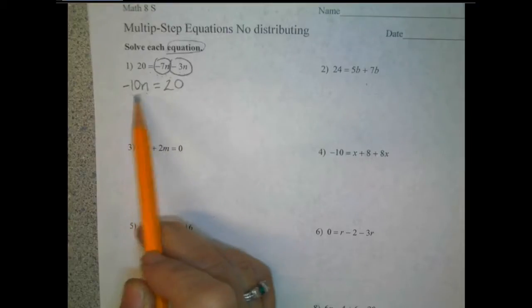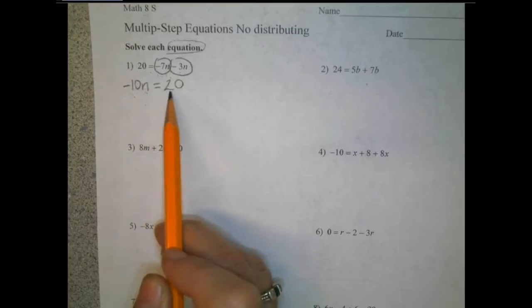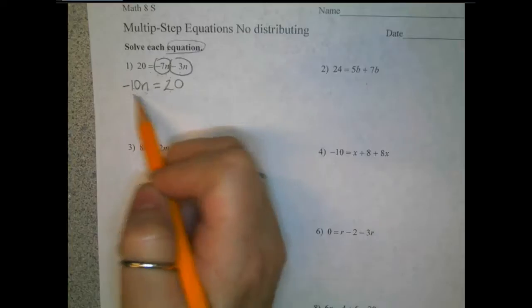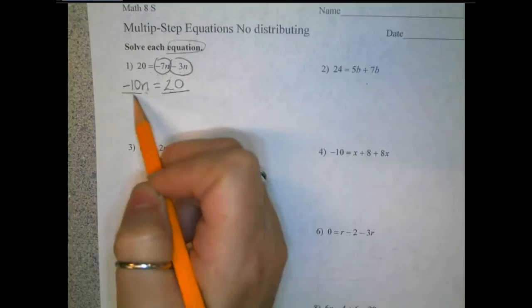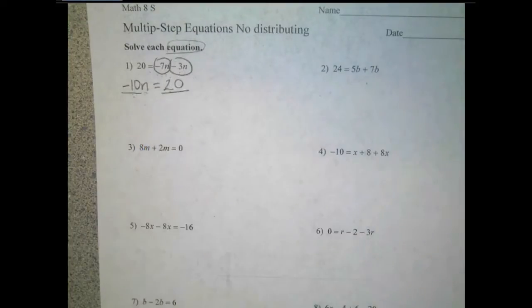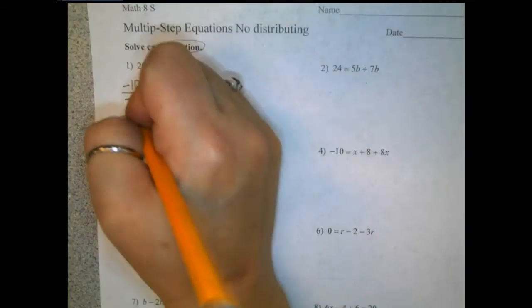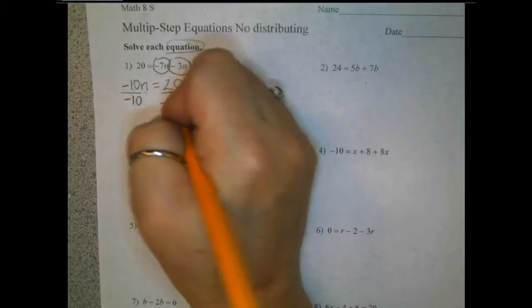So this is multiplication, right? This says negative 10 times n is equal to 20. I want to know what n is all by itself. So in order to undo this multiplication, I need to divide both sides by that number that is in front of the variable. So what am I going to be dividing both sides by? What number is in front of the variable? What number? Look at it again carefully. Negative 10. Make sure you include that negative sign. We don't want to have a negative variable. Okay?